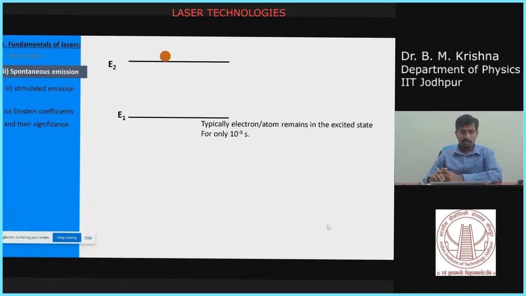So now we move on to spontaneous emission. Here I consider a two energy level system where the electron is already in the excited state. What are the possibilities that it can come back to the ground state? If it comes back to the ground state spontaneously, that means without any external triggering, without applying any force or any energy, it will automatically come down and release its excess energy either as a photon or as heat. The typical excited state lifetime is of the order of 10 to the minus 8 seconds. That is the average lifetime.